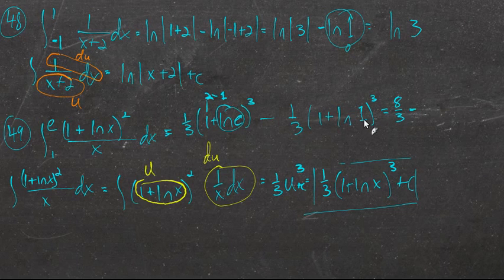Minus, okay, what do we have here? Natural log of 1, we even talked about it up here, it's one of those properties of natural logs. It is 0. So this is nothing. This is 1. 1 to the third is 1, and 1 times a third would just be 1/3. So this is 7/3. That'd be it.